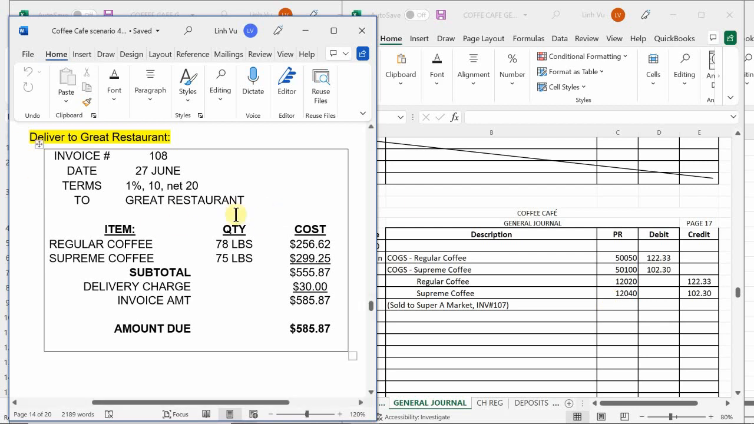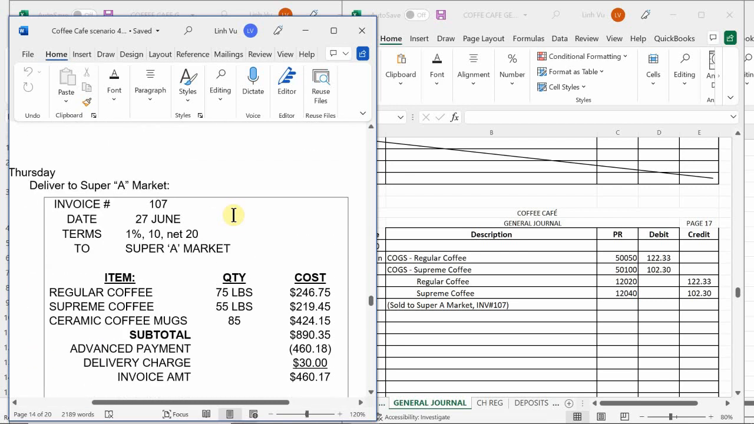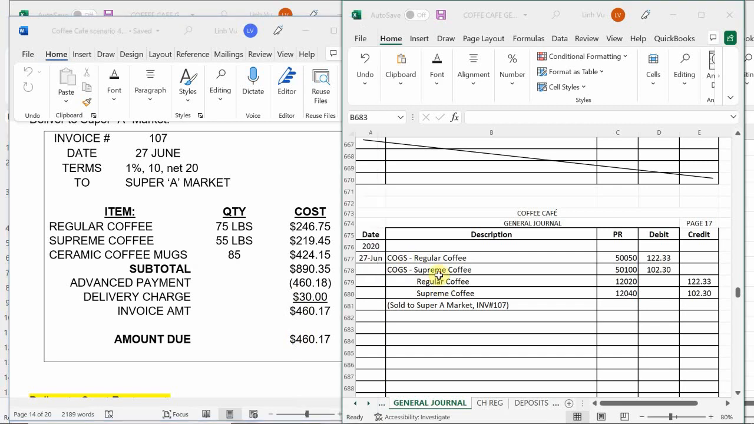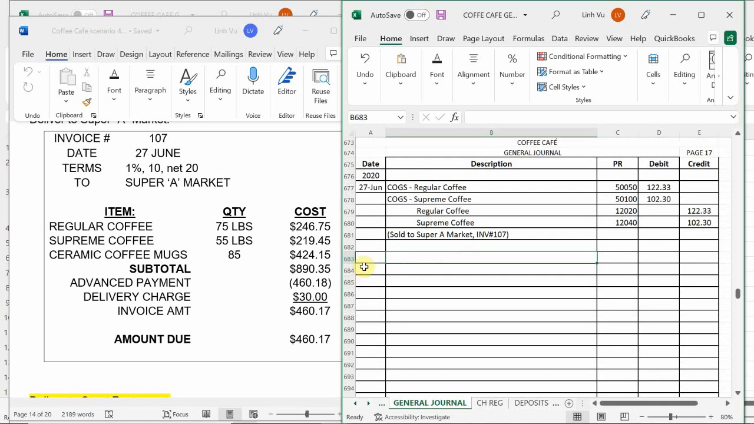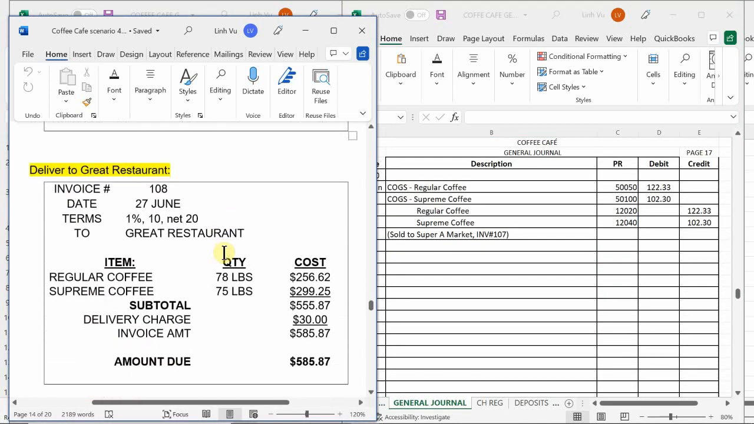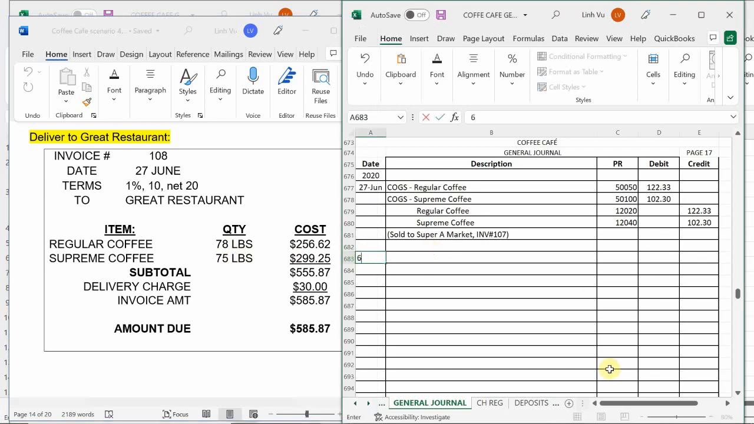Where we last left off, we successfully finished delivering to Super A Market, and we included the advanced payment, which was applied to the invoice, and we also updated our inventory. So here we are at the beginning of page 17. Now that we finished that section, we need to deliver to Great Restaurant. Okay? Let's see what they ordered.